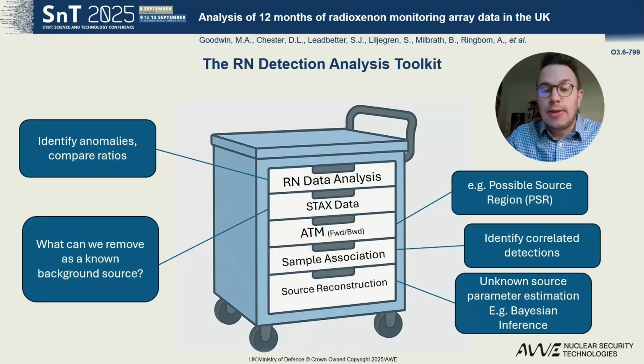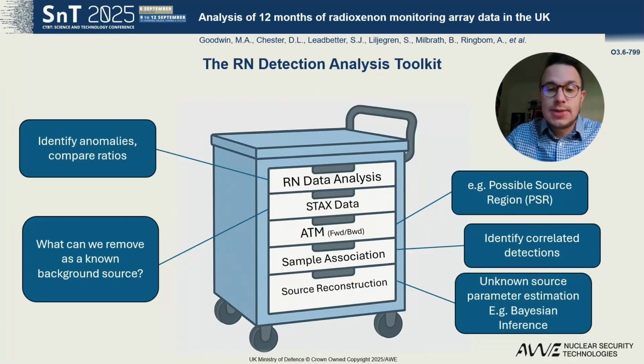Of course, we have to use atmospheric transport modeling, or ATM, and we use this in both forward and backward modes. Forward, to predict the movement of material in the atmosphere from a known or possible emitter and look at how it contributes to our sensors. And also backwards, or inverse model, from a given detection and work out a possible source region. We can then try to associate different detections and non-detections that may be related to a given release.